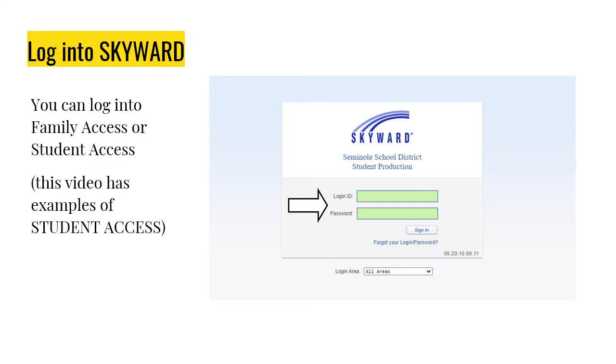Log into Skyward going through your student's portal, click on Skyward, and then log in with the student ID and password. If you go through your student's ID and using their password, it will open up the course selection a little faster. If you have multiple students and go through Family Access, it may have you go through a couple of things to get there.